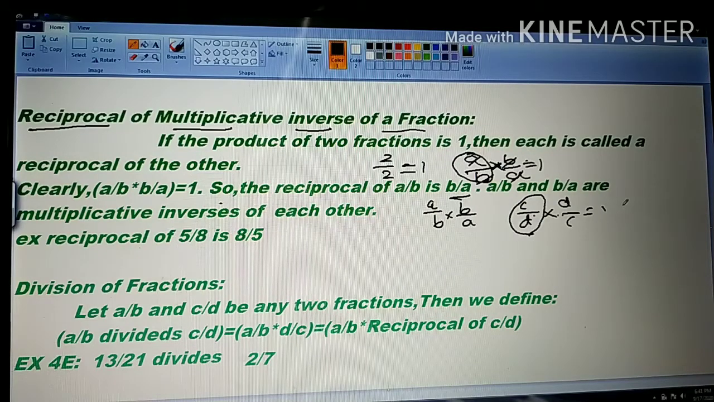Understood this one? See the example, 5 by 8. The reciprocal of 5 by 8 is 8 by 5. So 5 by 8 they have given, and the reciprocal of this one is 8 by 5.